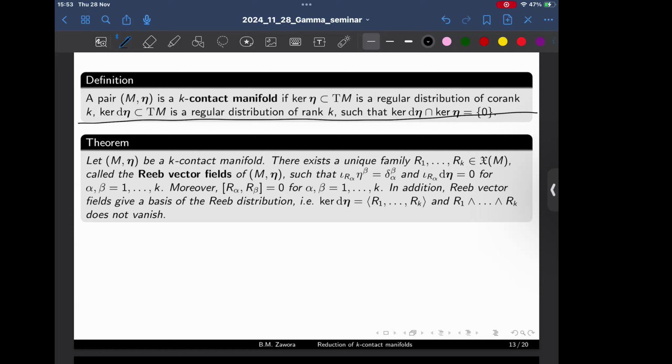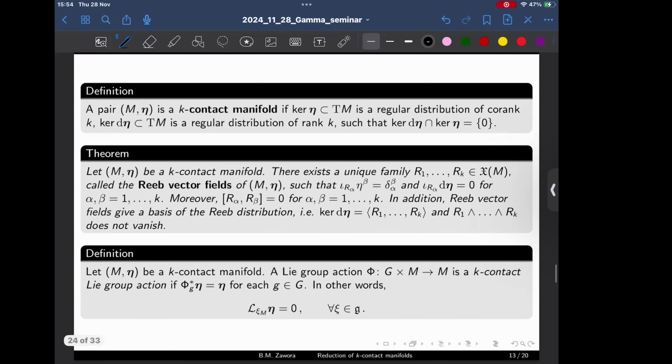Okay, so for a k-contact manifold, we have a unique family of Reeb vector fields, and they satisfy that the contraction of eta^beta with the Reeb vector field R_alpha is delta_alpha^beta, and the contraction of the Reeb vector field R_alpha with d eta equals 0. They commute between themselves, and in addition, they give rise to a basis of the Reeb distribution given by the kernel of d eta.